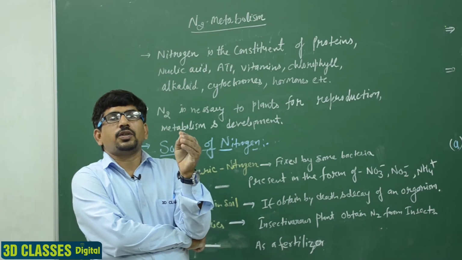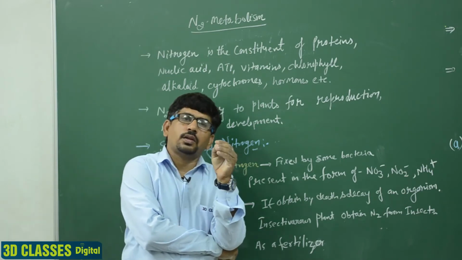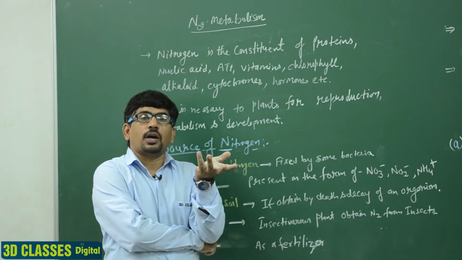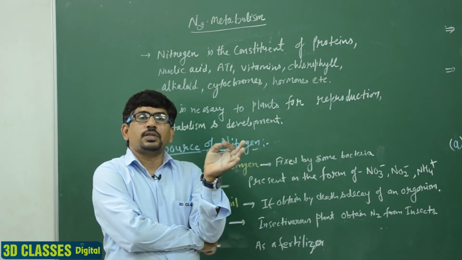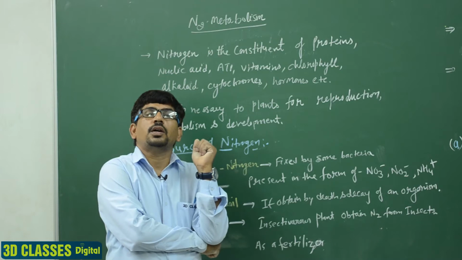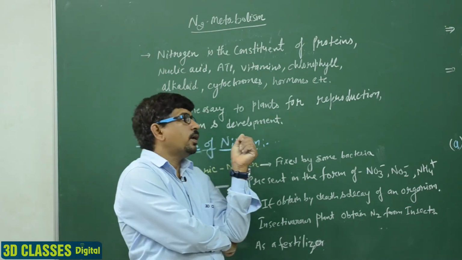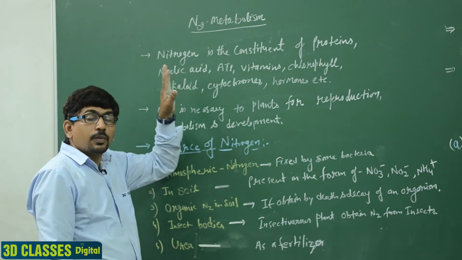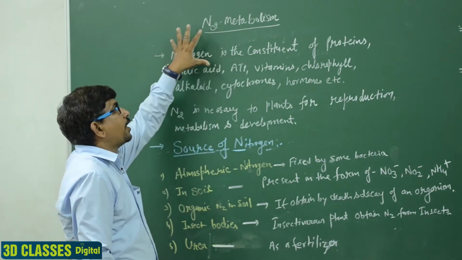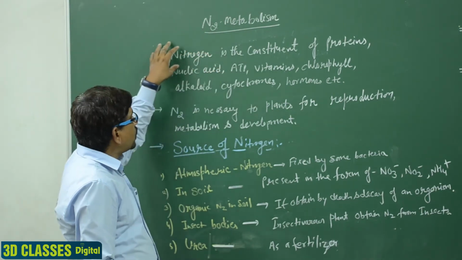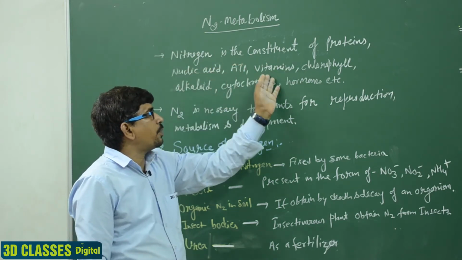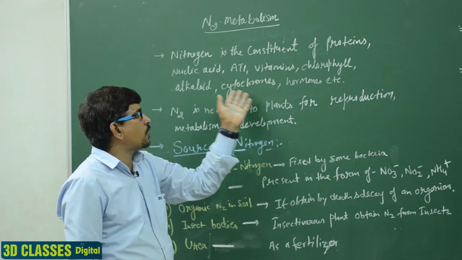because the deficiency of the nitrogen is always in the soil. Clear? So the farmers utilize urea as a fertilizer for the nitrogen deficiency. Clear? So we discuss the nitrogen metabolism. And what is the nitrogen metabolism? First we discuss the nitrogen. What is the nitrogen? Nitrogen is a constituent of the protein, amino acids, nucleic acids, vitamins, chlorophyll, alkaloids, cytochrome, hormones.